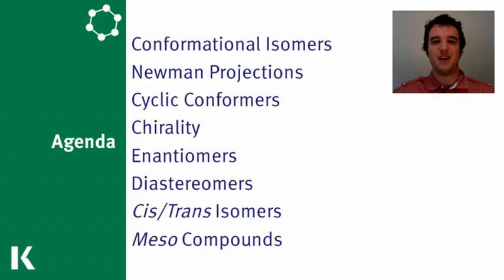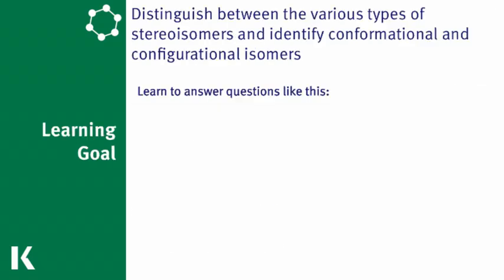This video will survey the main classes of stereoisomers you can expect to see in the MCAT. We'll start with the conformational isomers, making sure to review Newman projections as a tool for characterizing them. Cyclic conformers won't get quite as much airtime, but we'll be sure to examine a notable example of isomerization in cyclohexane. A review of chirality will set the stage for our exploration of enantiomers, diastereomers, and cis-trans isomers, and we'll finish up with meso compounds.